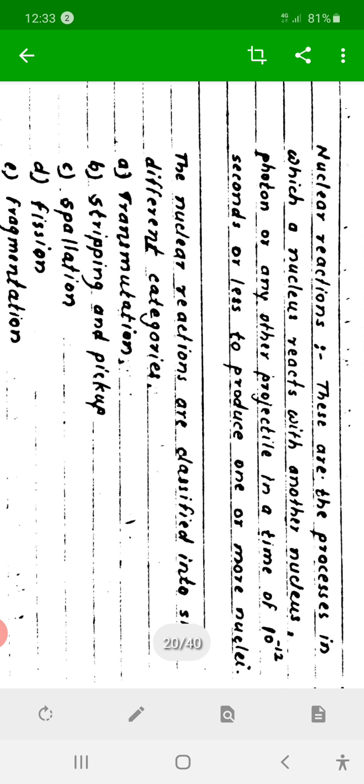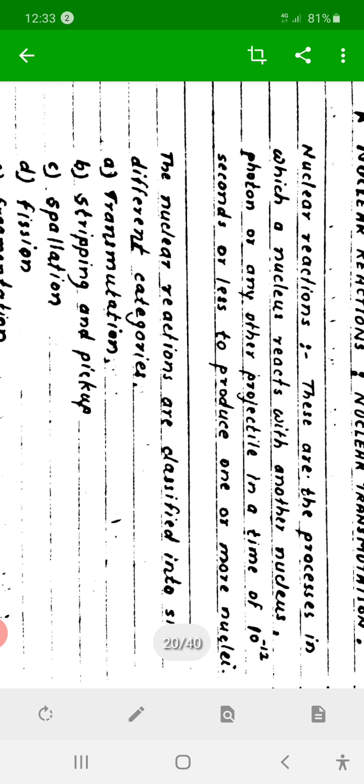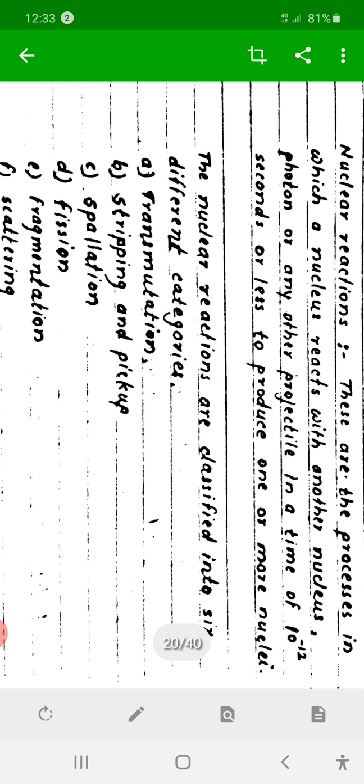These processes are known as nuclear reactions. Only remember, nuclear reactions are nothing but one nucleus reacting with another nucleus in a very short period of time to produce new nuclei. This process is known as nuclear reaction.